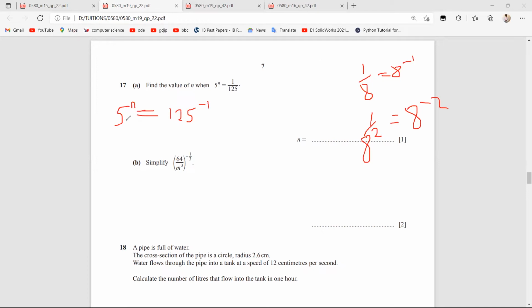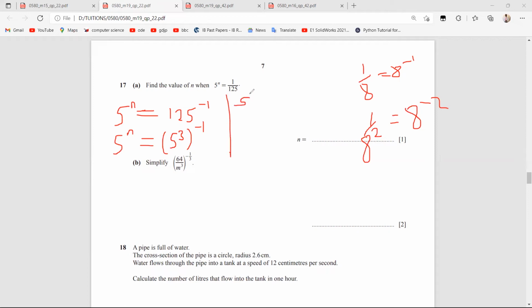And then now we have to ensure we have a common base. So we have 5 power n. So how do we make 125 to be 5? It has to be 5 power 3. All right, I'm just checking on my calculator to ensure that 5 power 3 is 125. Yes, it is. So 125 is 5 power 3, and the whole thing was to power -1.